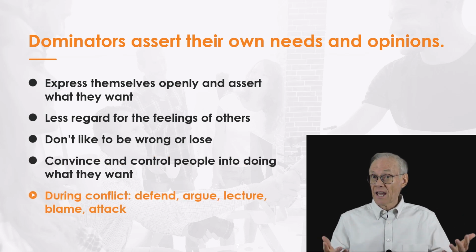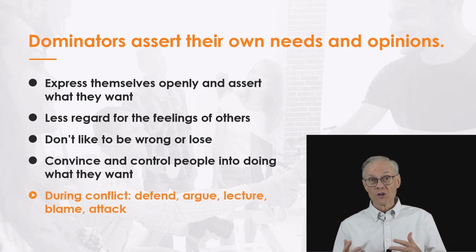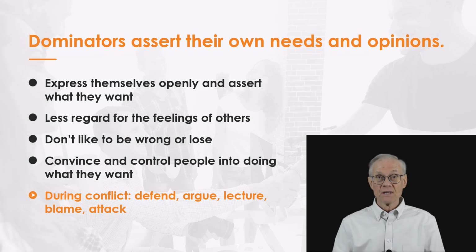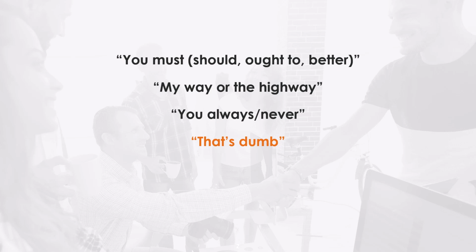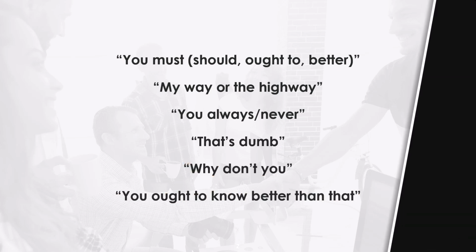During conflict, they handle their emotions by defending, arguing, lecturing, blaming, maybe even attacking. They tend to say things like, you must, should, ought, better, my way or the highway, you always, never, that's dumb, why don't you, you ought to know better than that.